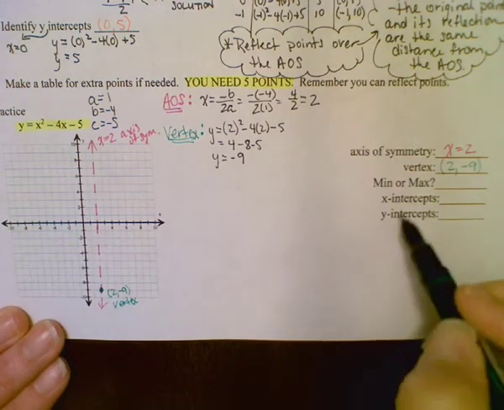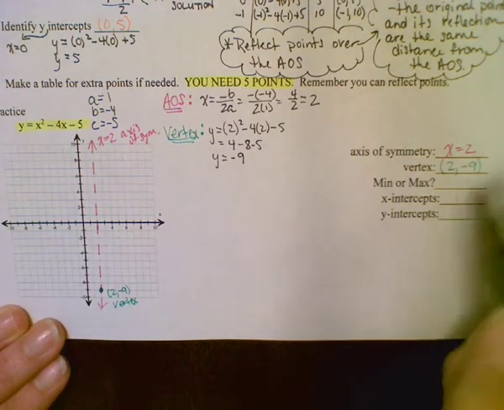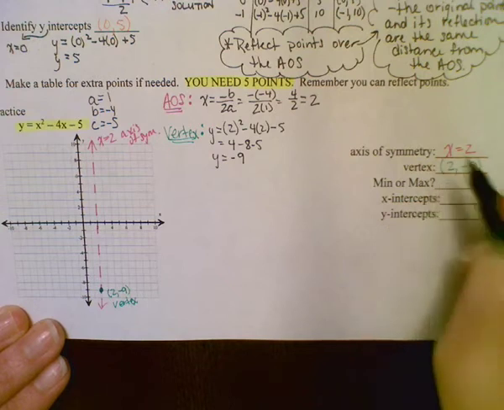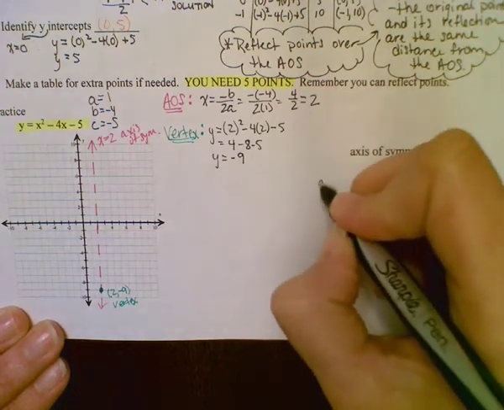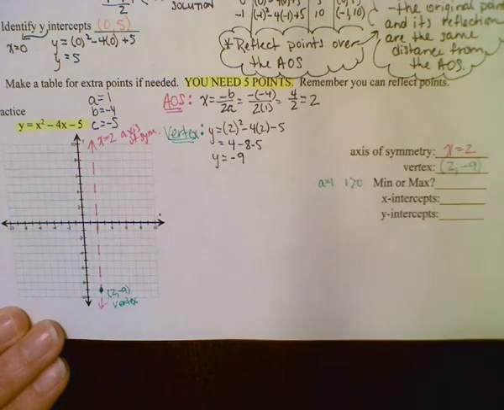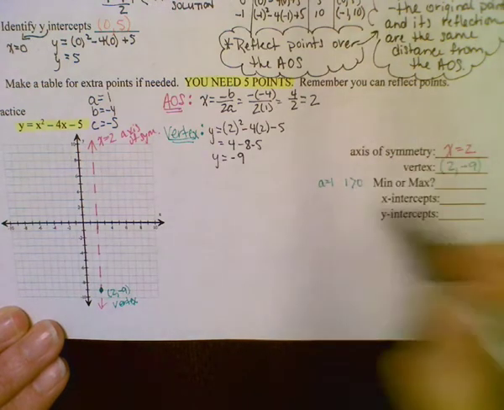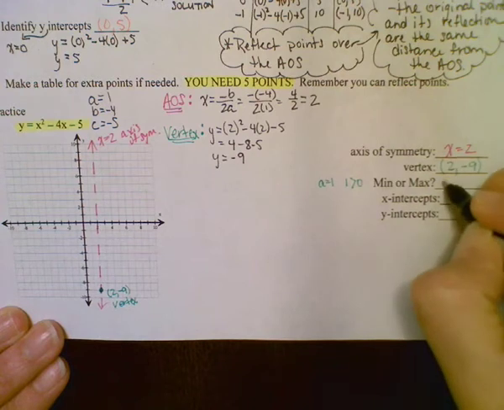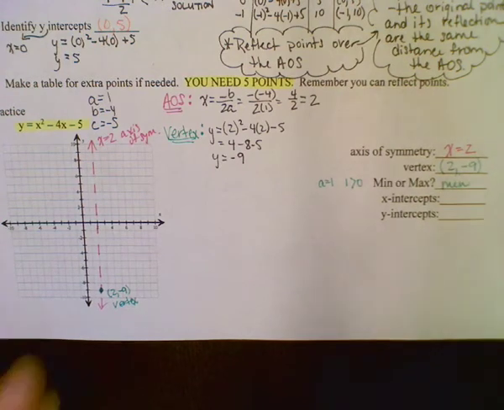Now you need to decide if that's a minimum or a maximum. Well, if I look at my a value, it is 1, and 1 is greater than 0. If it's greater than 0, or a positive number, then I know that will be a minimum value.